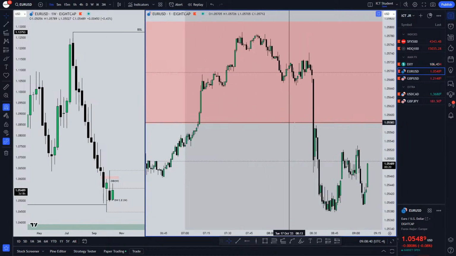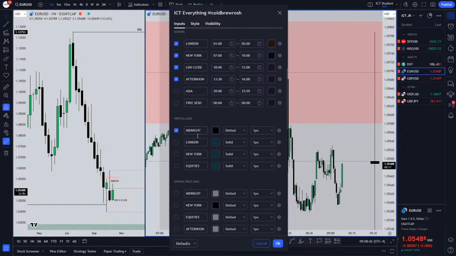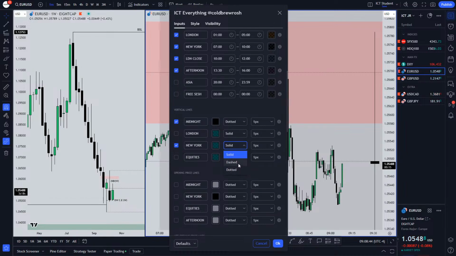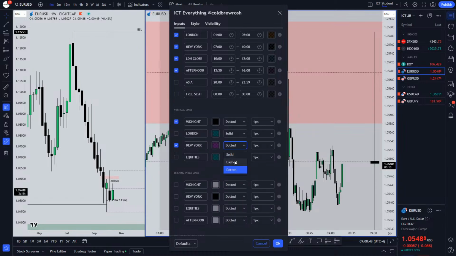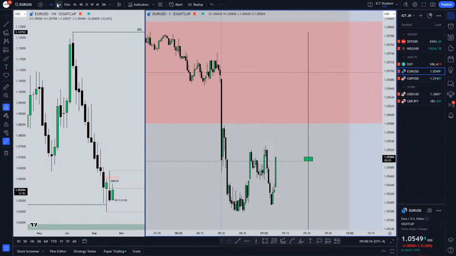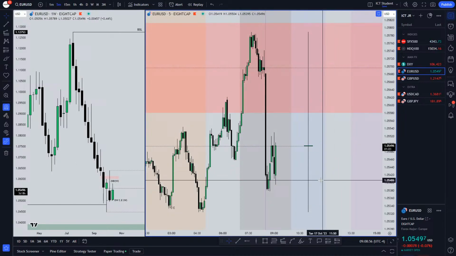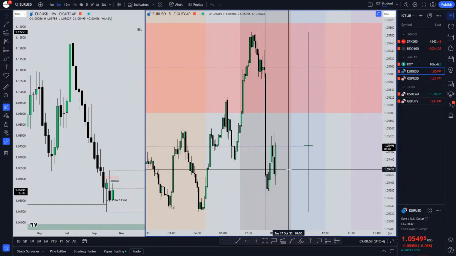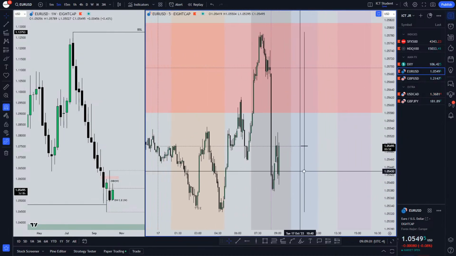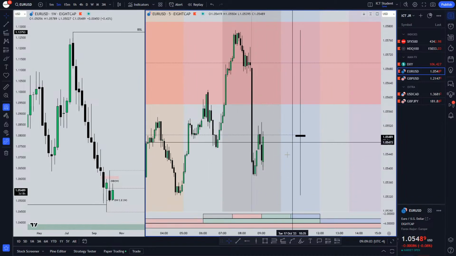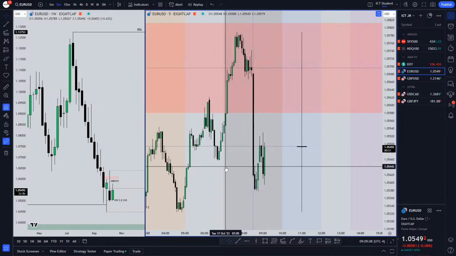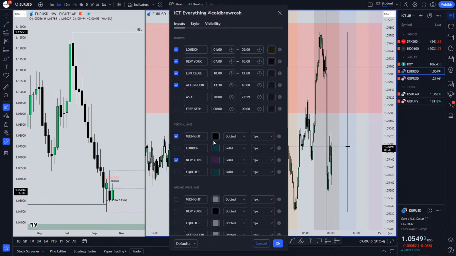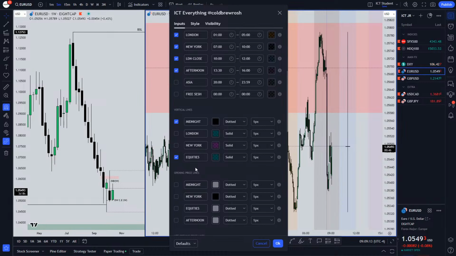So let's wait and see. Let's mark out the New York open. Have it as a dash line. Let's make it purple. Make it solid. You can't see it right now, but you can see it right here. Watch. Let's see if you can see it. New York. Oh no, it's already. That's the equities one. Marked out the equities one.